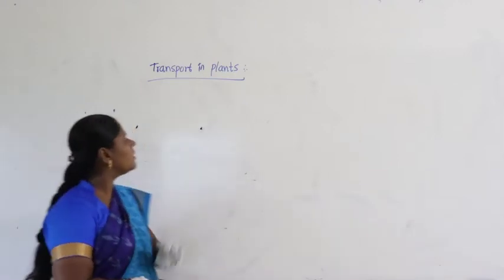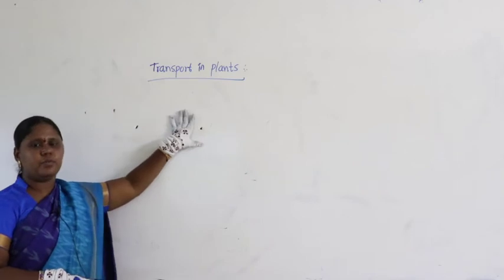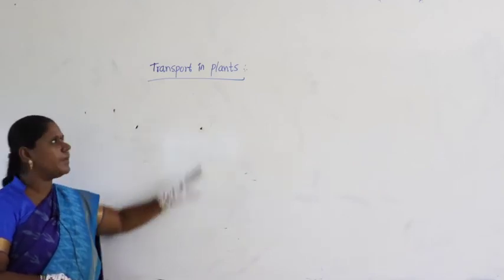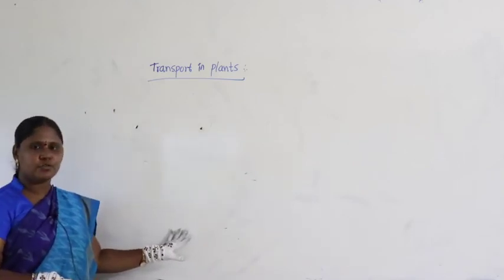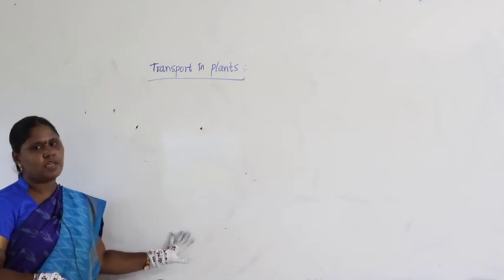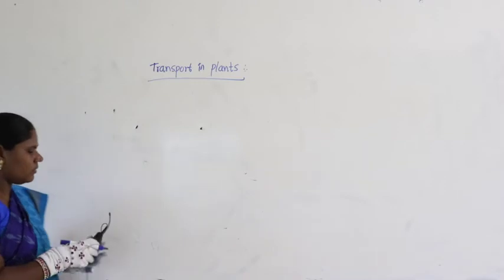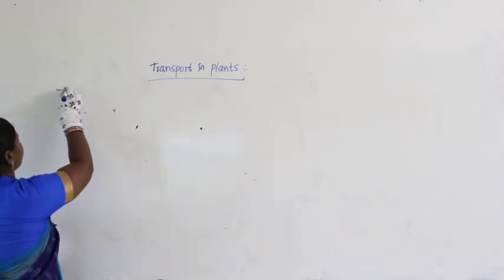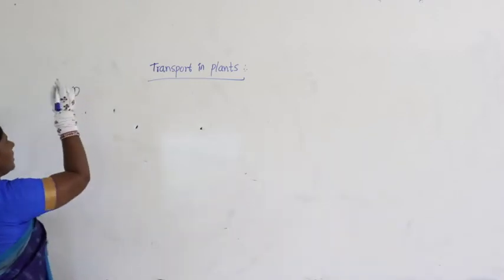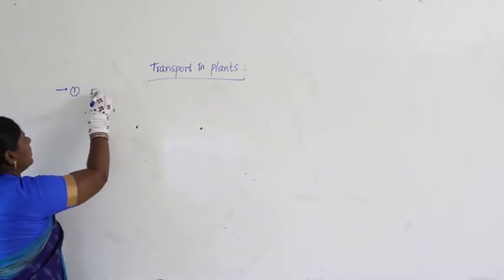Now in this transport in plants, so far we have discussed all the concepts including diffusion, facilitated diffusion, osmosis, translocation, transpiration, including phloem transport. Now let us discuss some numericals on this. Let us take, for example, cell A.